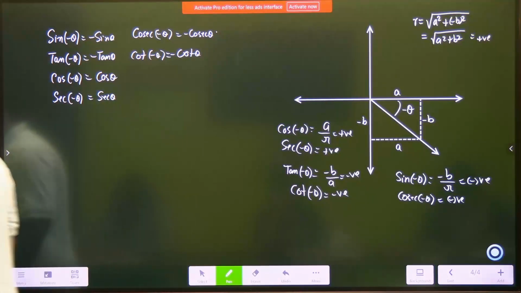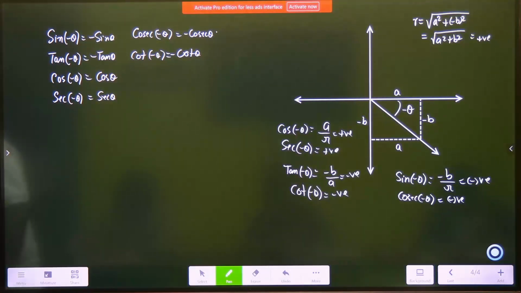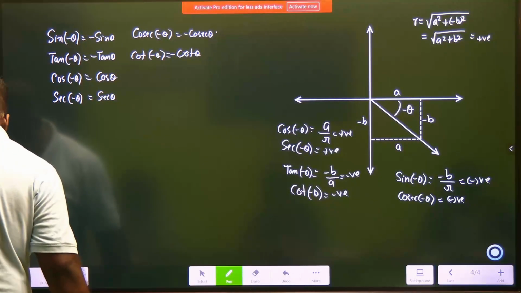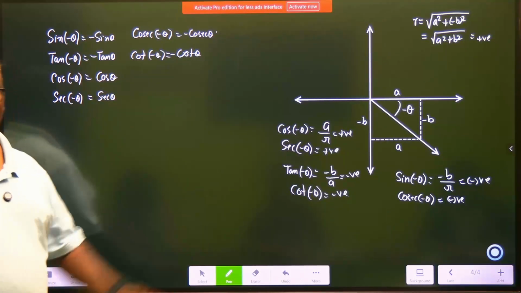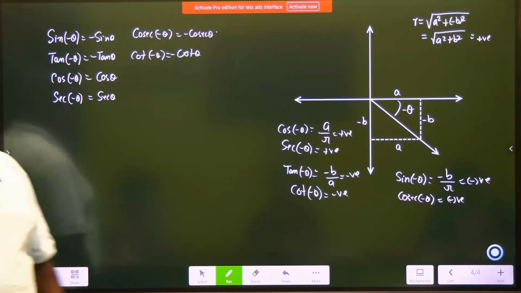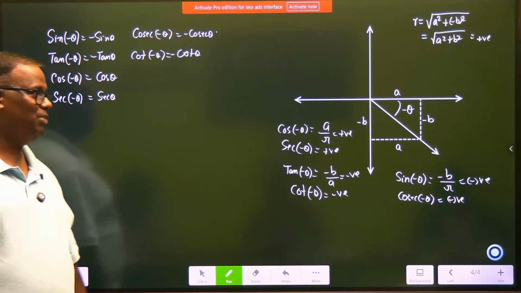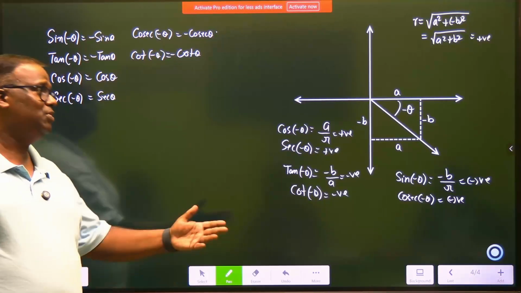These two things are clear. Maybe in grade 11 you used to mug it up, but there is no need of mugging it up. If you learn it this way, the job becomes much easier. That's so easy. R is always positive.